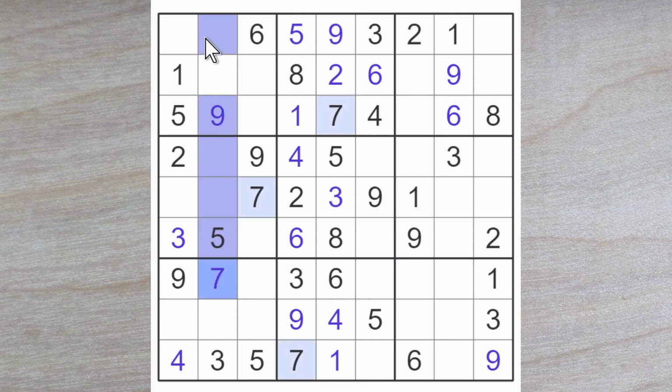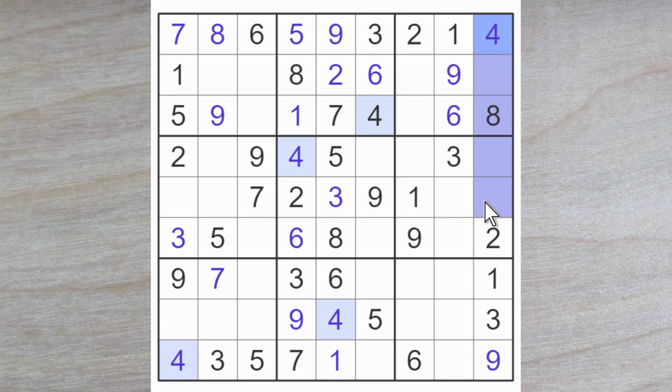And now we got a 7 blocking up, another 7 blocking up. So here's a 7. Yes, I think that is correct. And the 8 blocks here, so here's an 8. And this therefore must be a 4. This 4 blocks down, this blocks over. One of these is a 4 blocking down. Therefore, this is a 4, and this is a 5.